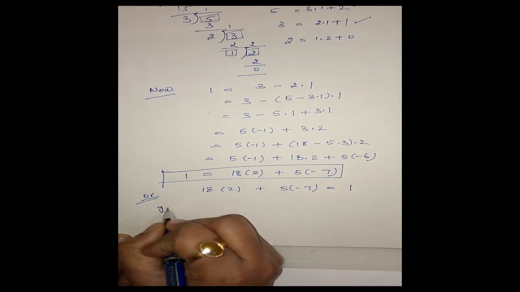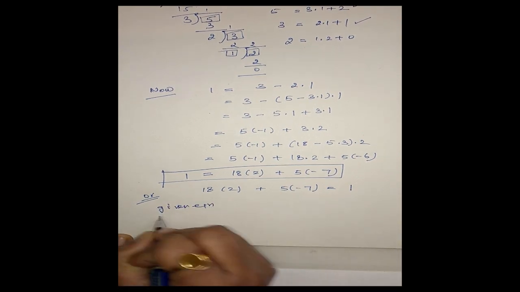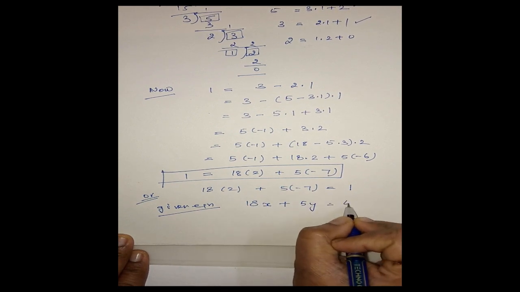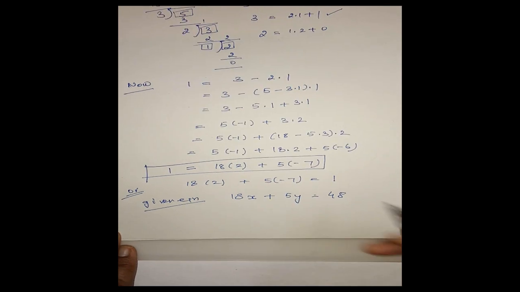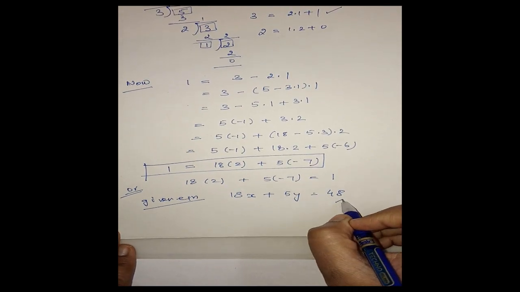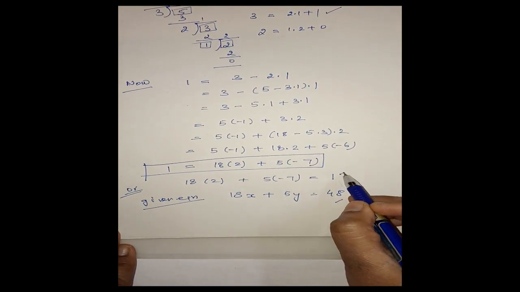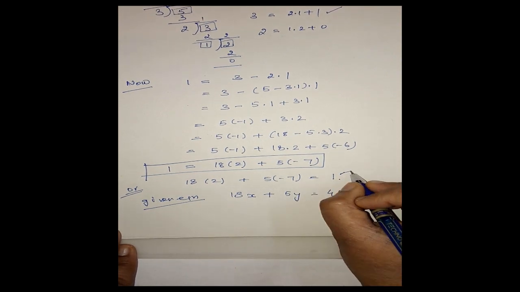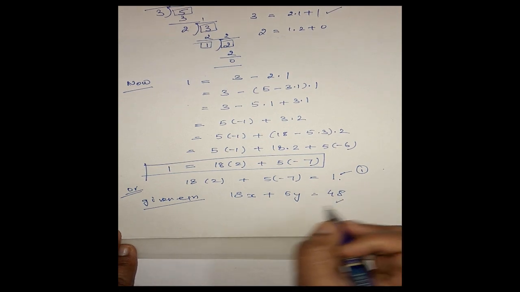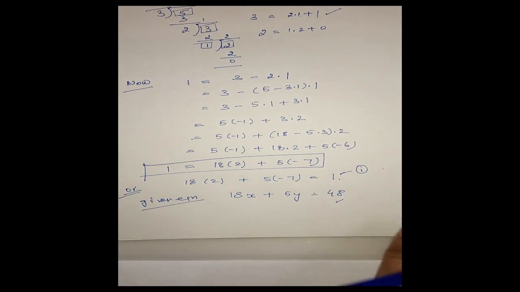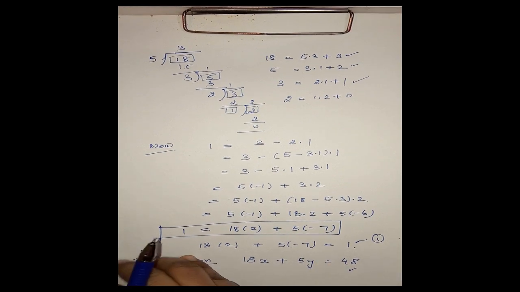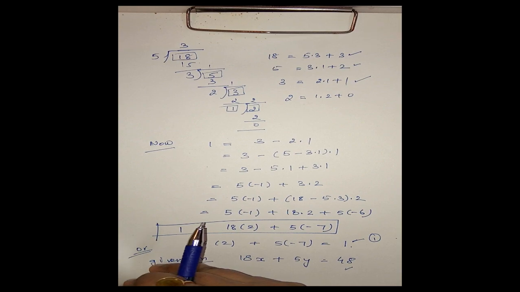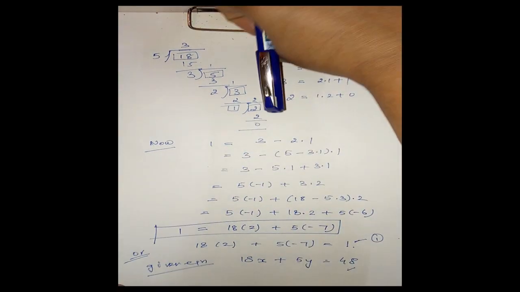Clear? Now the given equation is 18x plus 5y is equal to 48. Since here we have 48 on the right hand side of the given equation, but we have 1 here, we will multiply this equation by 48. Then we will compare this with the given equation.